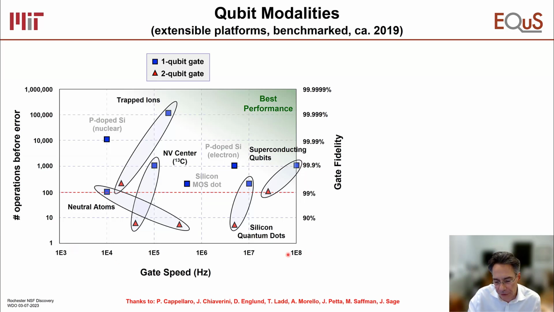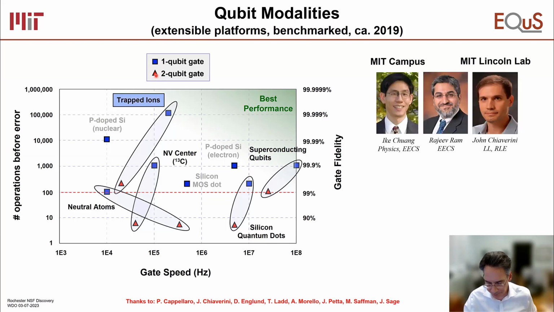The horizontal axis is how rapidly I can implement my algorithm. So what is the gate speed? So 1 over the gate time is the gate speed and frequency. And of course, best performance is in the upper right corner. That's where we want to be. We want high fidelity gates, and we want to be able to implement them very rapidly. And so what you see are many different qubit modalities here and how they line up against one another for both single qubit and 2 qubit gates. And of course, you need both of these gates to do arbitrary quantum logic.